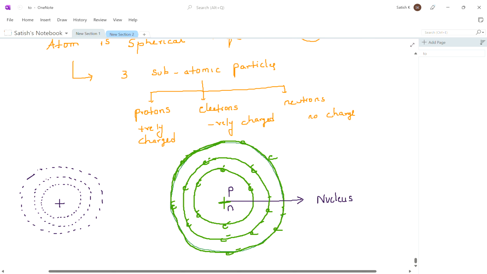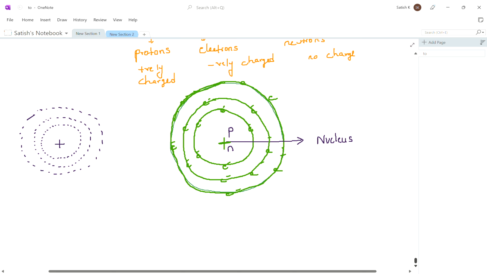Next, here at the center is the nucleus, positively charged. Protons are present at the nucleus only, the center only, and even neutrons are also present here. Only electrons revolve around the nucleus. Clear? What is the shape of the atom? Spherical in shape. So subatomic particles, protons, neutrons, electrons, how they are arranged, clear my point? Now come back to the next point.